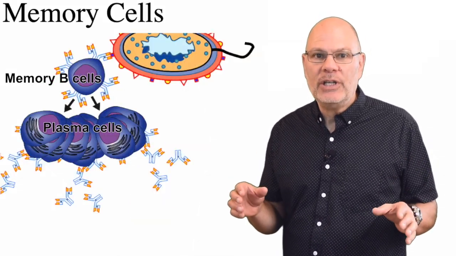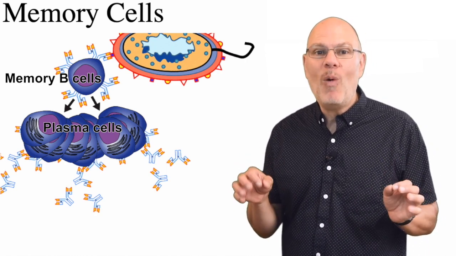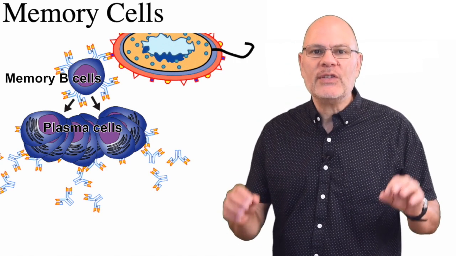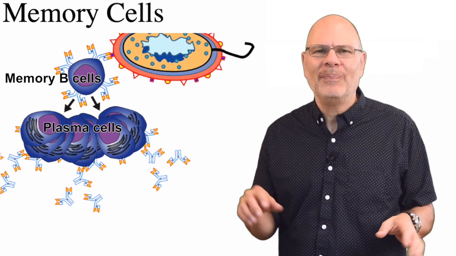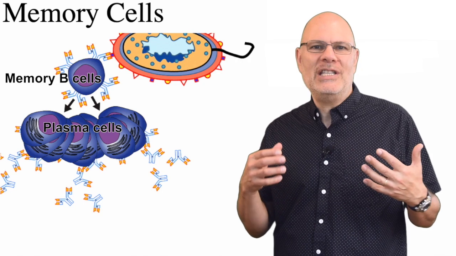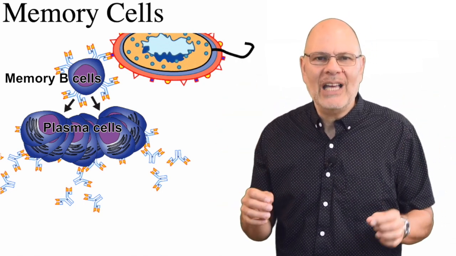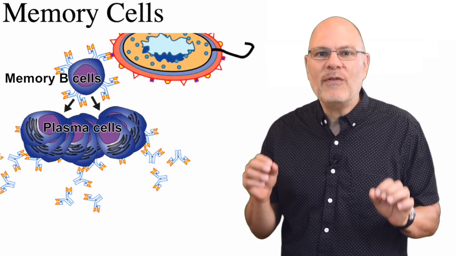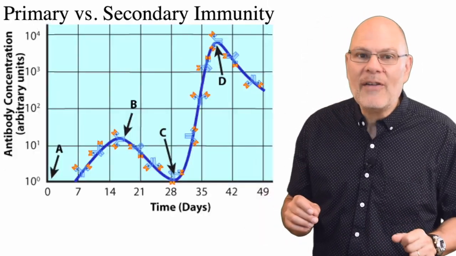When that pathogen infects you again, those memory cells are there in your lymph nodes waiting. In the case of memory B cells, they'll immediately clone themselves into plasma cells that will make antibodies that destroy the pathogen. So it's important to understand this. When you're immune, it's not like you can never get infected anymore. You don't have some force field around your body. It's just that if you do get infected, your immune system can fight off the infection before you even know you had it.